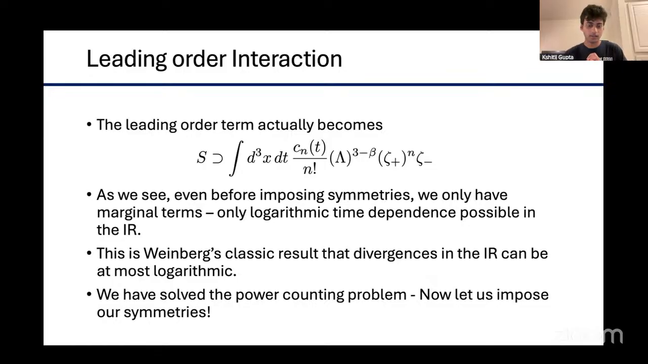So the worst time dependence that you can get for any operator that you calculate is a logarithmic time dependence. This is actually a result that people have known for a while. This is Weinberg's classic result that divergences, time dependence in the IR for de Sitter, are at most logarithmic. It's not worse than that. So there are no power law time divergences in de Sitter. It's nice that the EFT reproduces this in this fashion. So now we've understood how to power count different terms and understand RG. Now we want to impose our symmetries as well so that we can constrain the action.